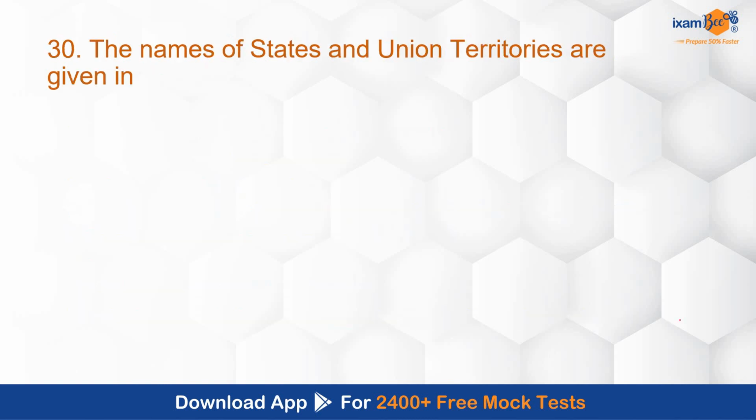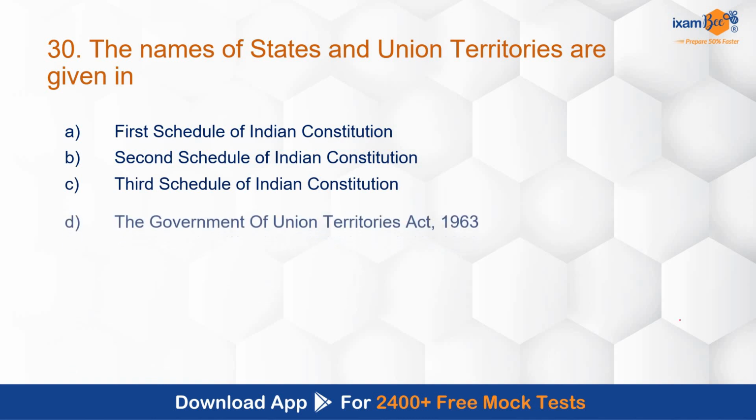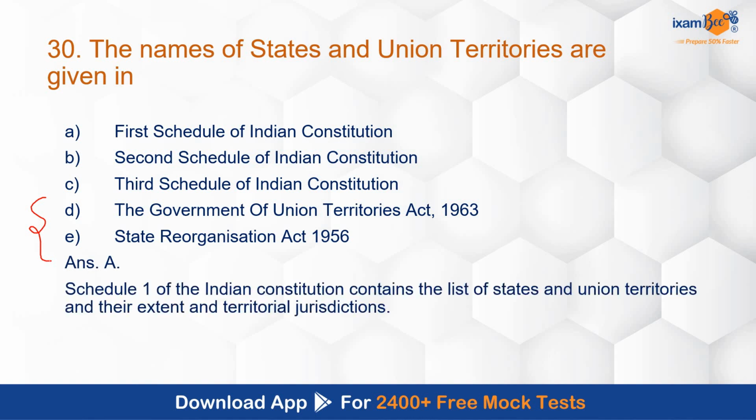Question number 30. This is the last question. The names of states and union territories are given in: First Schedule of the Indian Constitution, Second Schedule, Third Schedule, the Government of Union Territories Act 1963, State Reorganisation Act 1956. Now these two options here create some confusion. The correct answer here is option A, First Schedule of the Indian Constitution. Schedule 1 of the Indian Constitution contains a list of states and union territories and their extent and territorial jurisdictions. This was also a question in 2023.